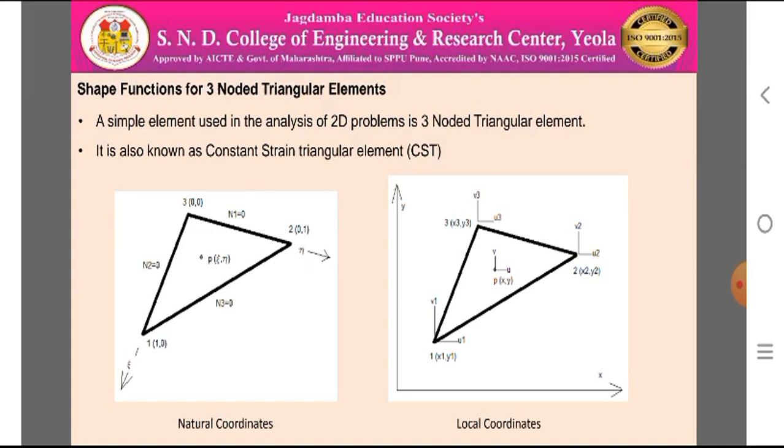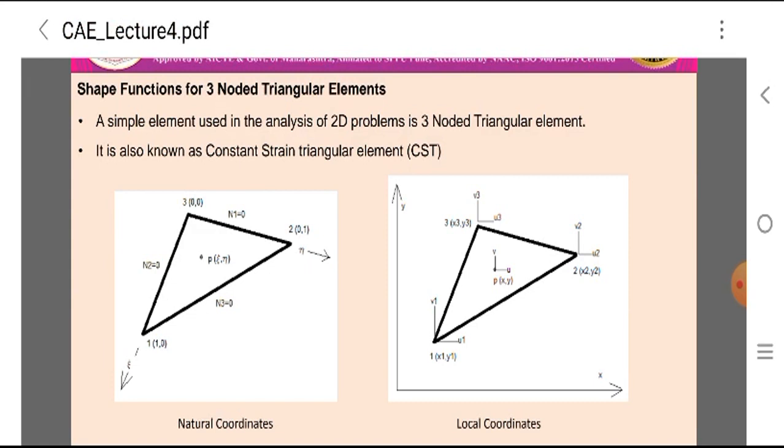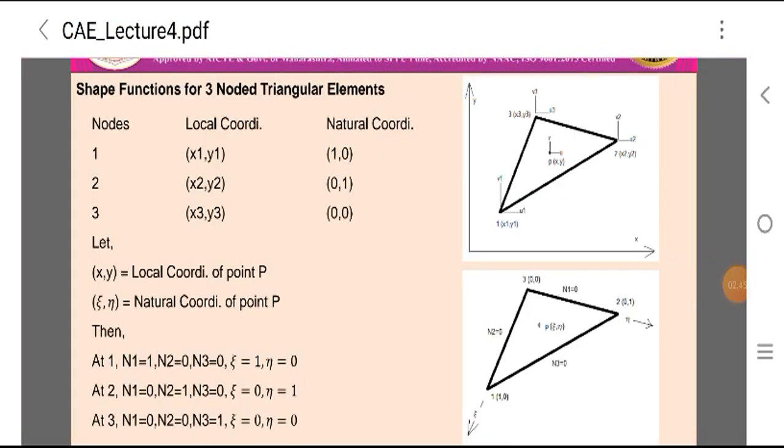Similarly, in local coordinate system, the triangular element is shown in the right side figure, where node 1 has coordinates x1, y1, node 2 has coordinates x2, y2, and node 3 has coordinates x3, y3, each node having 2 degrees of freedom u and v at respective nodes. We have seen node 1 has local coordinates x1, y1 and natural coordinates 1, 0. Node 2 has local coordinates x2, y2 and natural coordinates 0, 1. And node 3, the local coordinates are x3, y3 and natural coordinates are 0, 0.